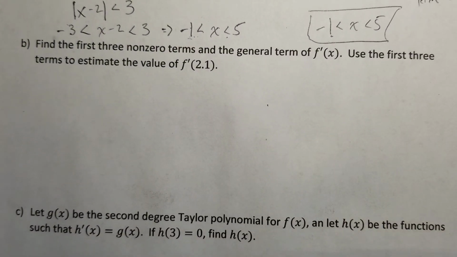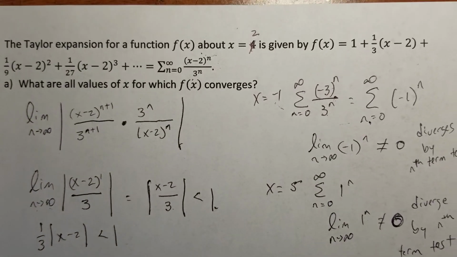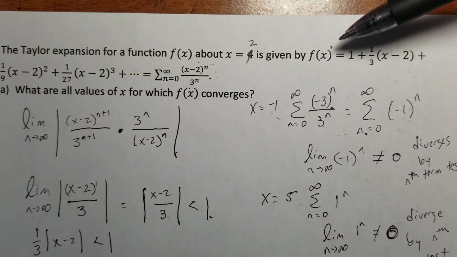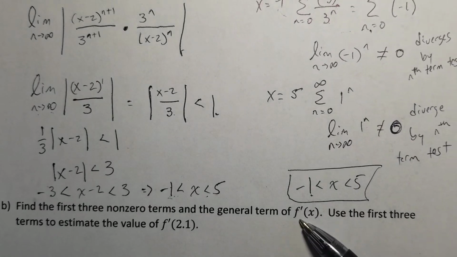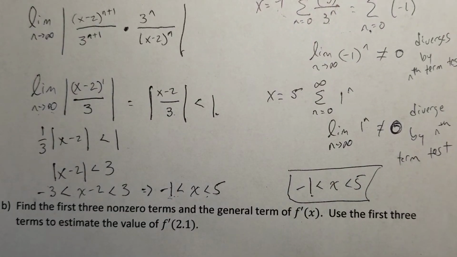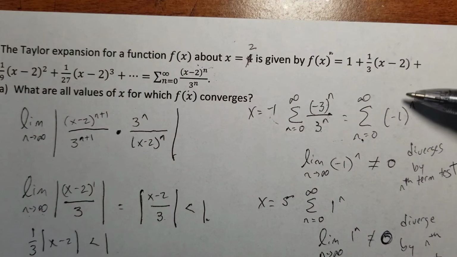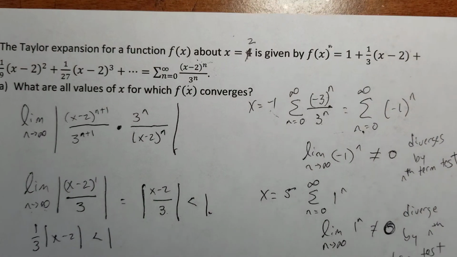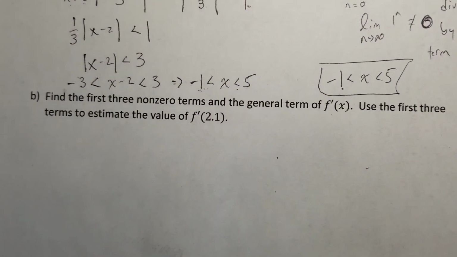B says find the first 3 non-zero terms and the general terms for f prime of x. And then we're going to use that f prime to estimate at 2.1. So let's go back up here. Our series is f of x. And in letter B, they just want us to find f prime of x. So I'm just going to take the derivative of the expanded term, and I'm going to make sure that I have the first 3 non-zero terms. So let's go ahead and start that.